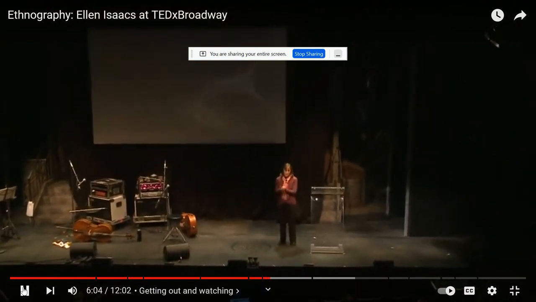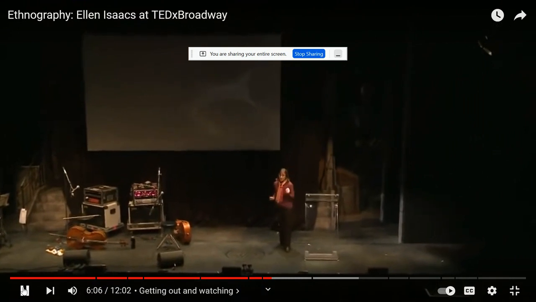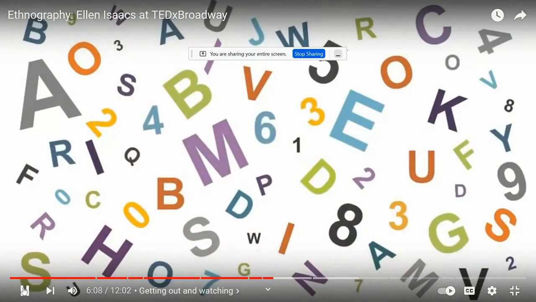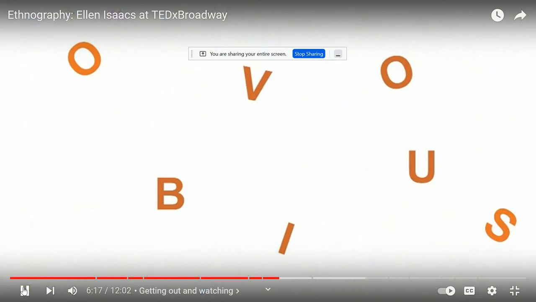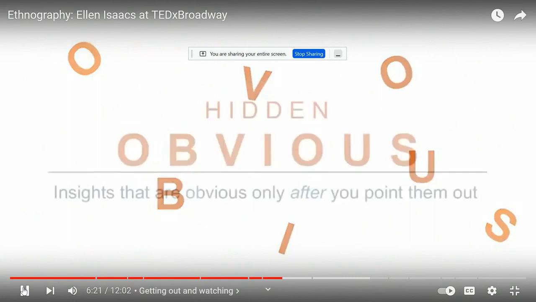To notice it, you have to get out and watch. So I like to think of my job as an ethnographer like this. You sit and you watch the chaos that is human behavior. And if you're patient and you watch for a while and you have a naive state of mind, you start to notice insights that are obvious after you point them out. You start to notice the hidden obvious.